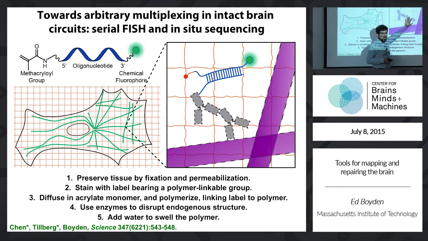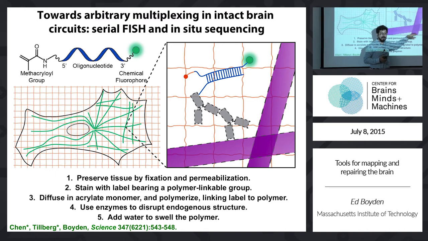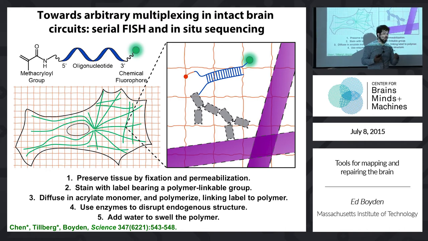Now let's go back to this picture. I glossed over it before, but now I want to go back to it and tell you a different story about it. We have an affinity tag, like an antibody that can bind to a neurotransmitter or a receptor or an ion channel. This molecule here that binds it all together is actually DNA.